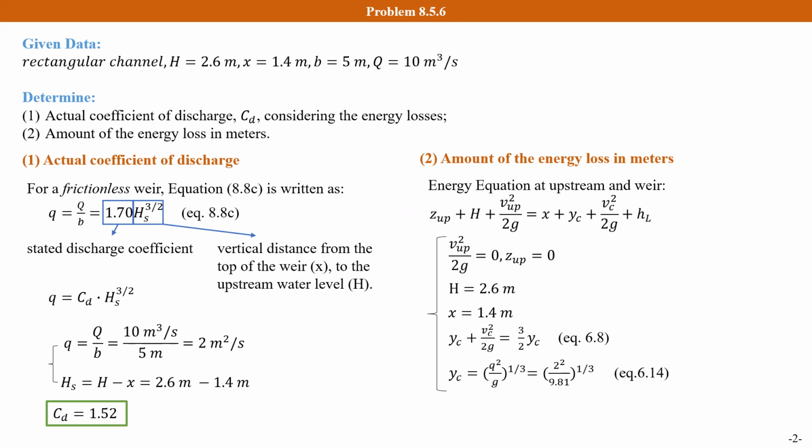And for a critical flow, we know that its specific energy equals 1.5 times the critical depth, based on equation 6.8. And we can calculate the critical depth by applying equation 6.14. Then we can get the head loss. It equals 0.087 meter.